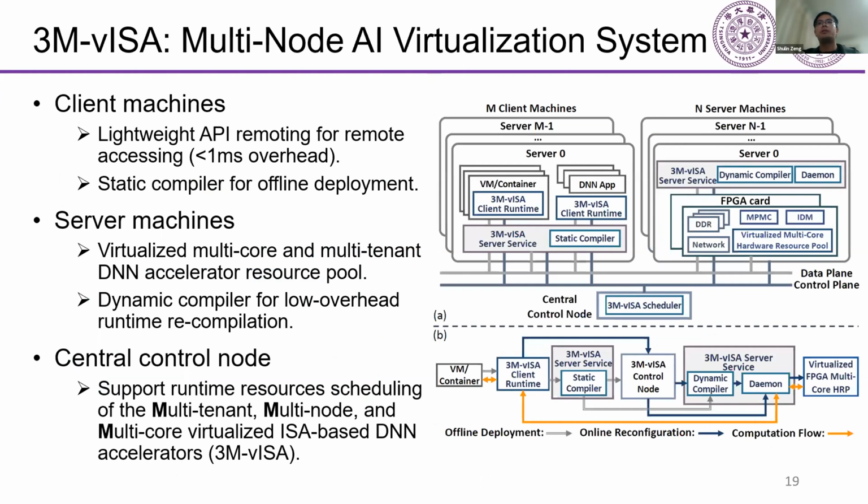Here shows the overview of our proposed multi-node AI virtualization system. On the client machines, we use lightweight API remoting for remote accessing with negligible overhead. And the proposed compiler is employed for offline deployments. On the server machines, they are virtualized multi-core and multi-tenant DNN accelerator resource pools, and dynamic compiler for low overhead runtime recompilation. The central control node can support runtime resource scheduling of the multi-tenant, multi-node, and multi-core virtualized ISA-based DNN accelerators.